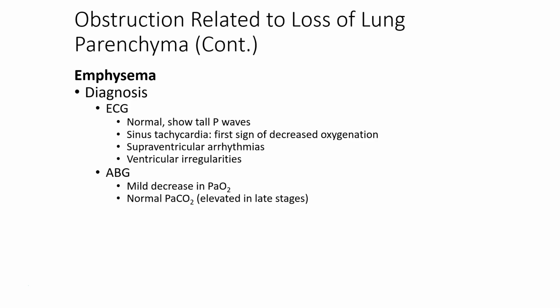It says mild decrease in oxygen, so these patients are able to get air in. The alveoli that are there are still doing gas exchange, but you will eventually get less and less oxygen availability as more and more of those alveoli are destroyed. And eventually your CO2 levels will go up as well. So you would expect to see elevated CO2 or hypercapnia present for both emphysema and chronic bronchitis, especially in later stages.